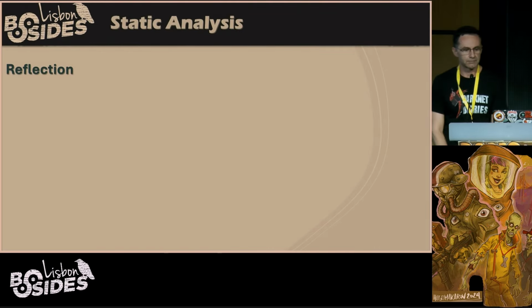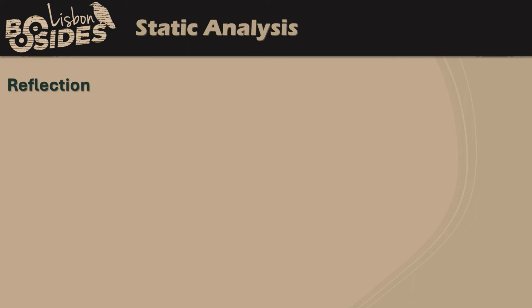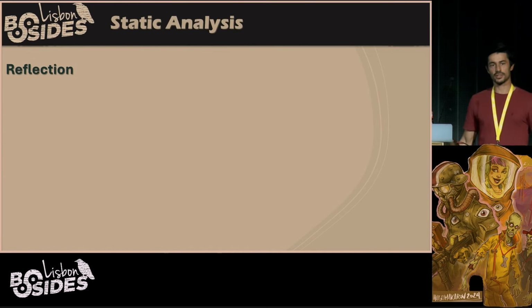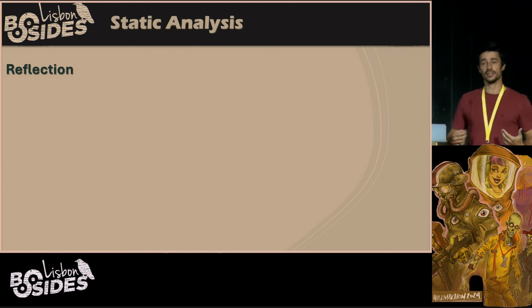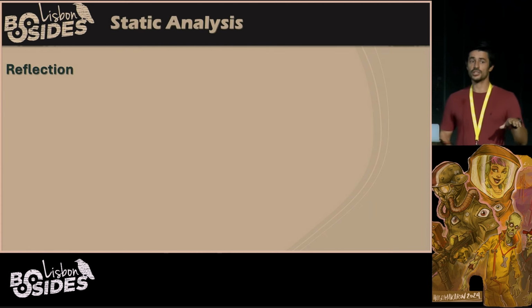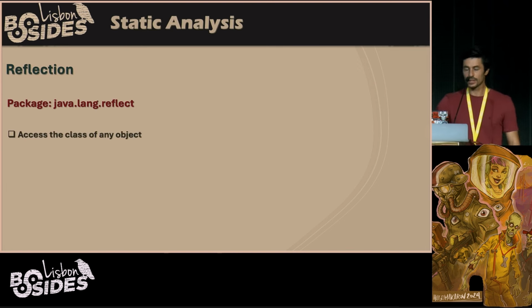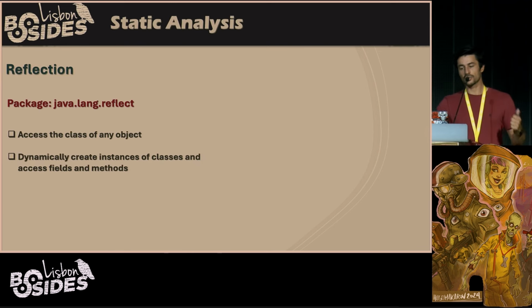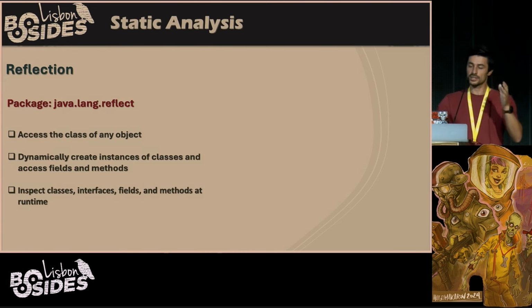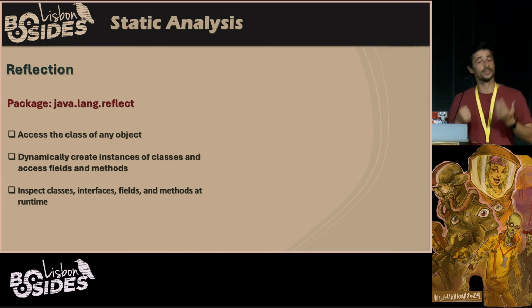Let's now talk about reflection. We had the speaker yesterday talking about reflection. He made it seem like it was really hard, and he was 100% on point. It's still one of my favorites. It enables so many crazy ideas, legitimately in a gray zone or even malware. So reflection is on this package here and allows you to get access to the class of any object, to dynamically create instances of classes and access fields and methods, and get classes, interfaces, fields, methods at runtime.